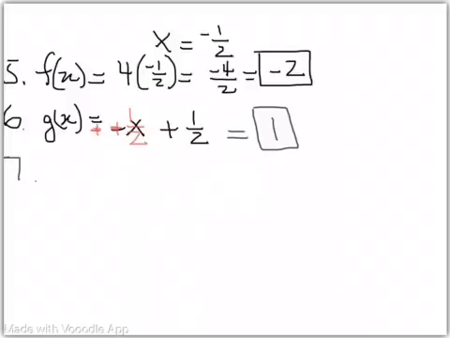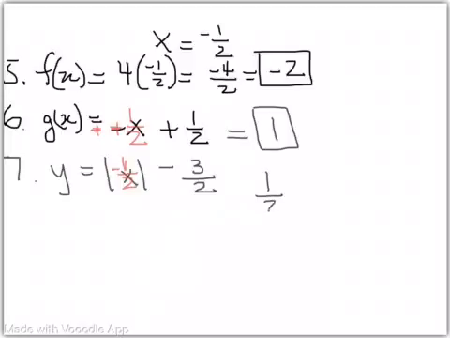Number 7 is the absolute value, or just is equal to y. Right now I'm no longer in a function, just y equals the absolute value of x minus 3/2. So the absolute value of x is now the absolute value of -1/2. Absolute value of -1/2 is then 1/2 minus 3/2. Since I have 1 minus 3, I'm going to end up with negative 2 over 2, or my answer is negative 1.